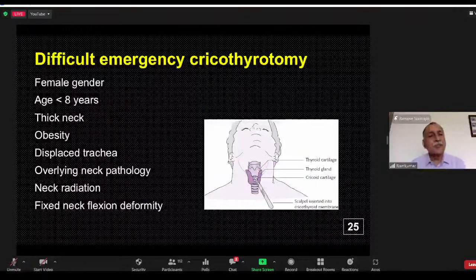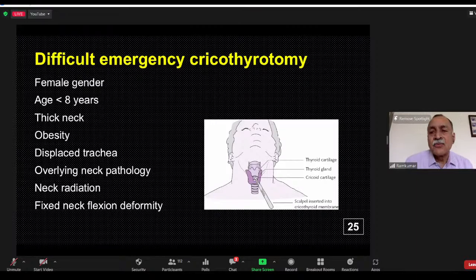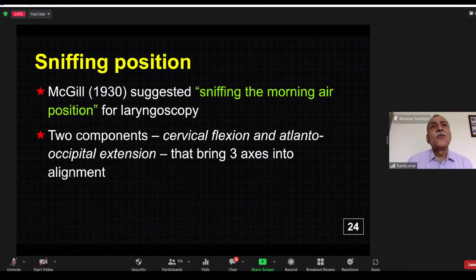Finally, we come to the situation that possibly none of us want to face, emergency cricothyrotomy, because this is the last saving step in airway management. And there are several factors that also pose a problem to emergency cricothyrotomy. These include female gender, the pediatric age group less than 8 years, thick neck like in obesity, a displaced trachea due to a tumor in the neck, overlying neck pathology, fixed neck flexion, and neck radiation. So we have now summarized the various factors that we need to look for that will tell us of difficulty in face mask ventilation, difficulty in direct laryngoscopy, difficulty in video laryngoscopy, difficulty in placement of a supraglottic airway device, and the final step, difficulty in an emergency cricothyrotomy.